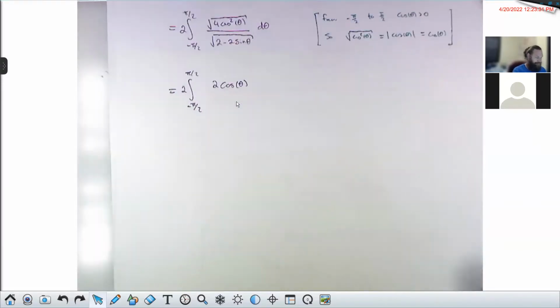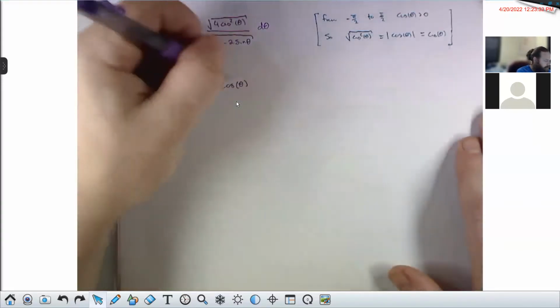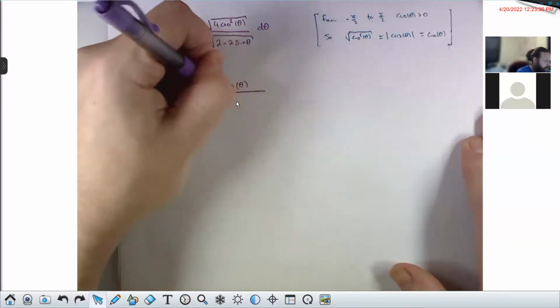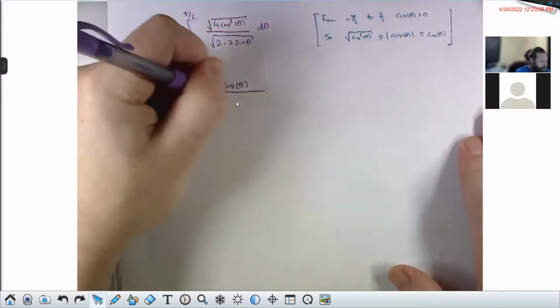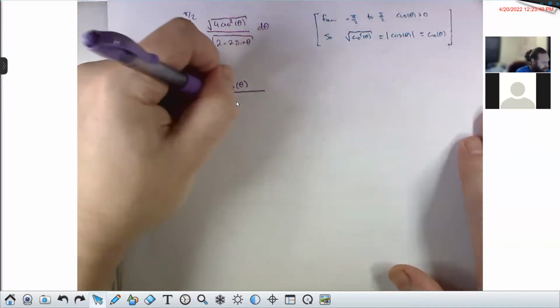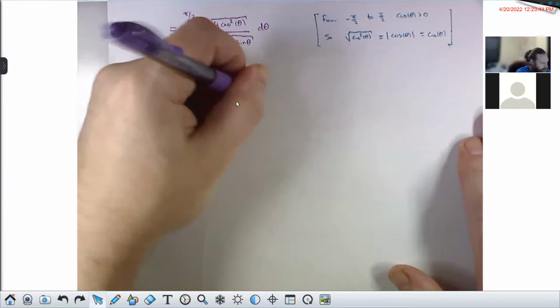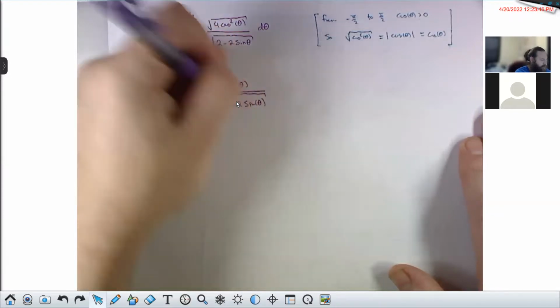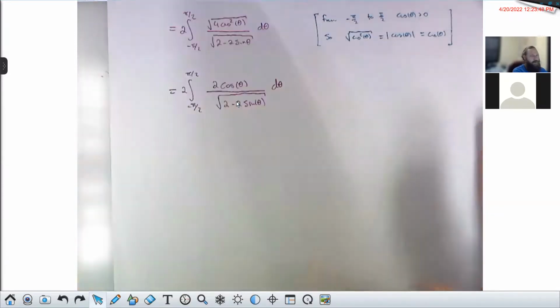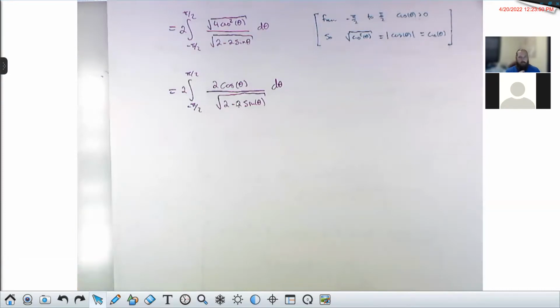Here we go. So that numerator is now 2 cos theta, and the denominator now is the square root of 2 minus 2 sine theta, d theta. How do I do this integral? This is no longer hard. What do I sub for?